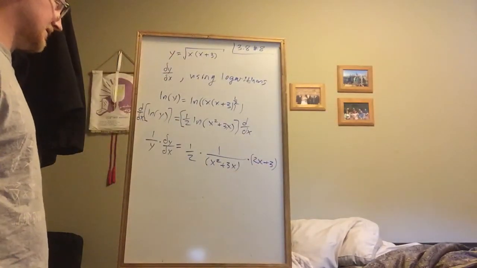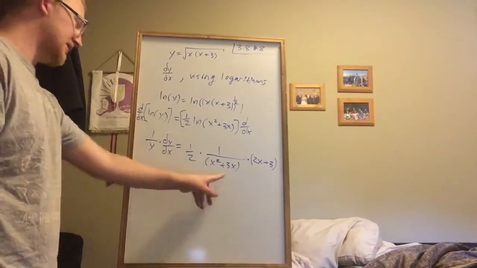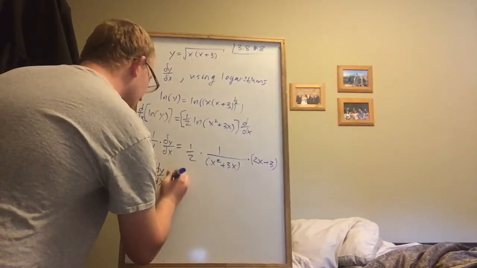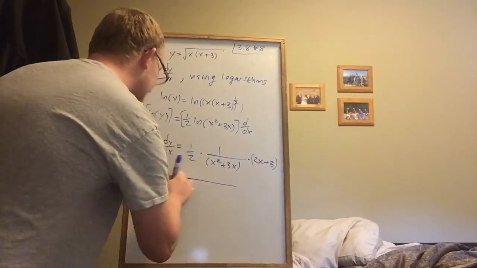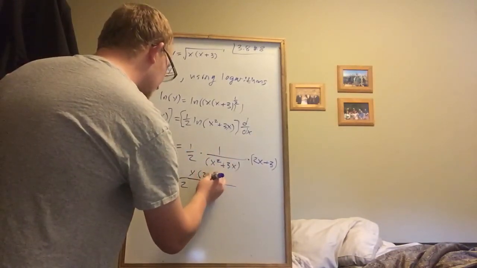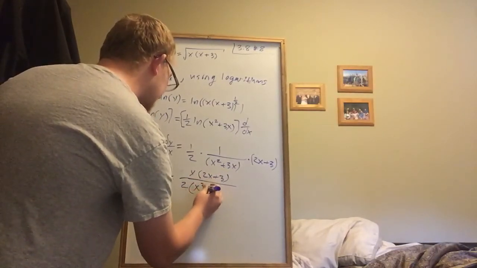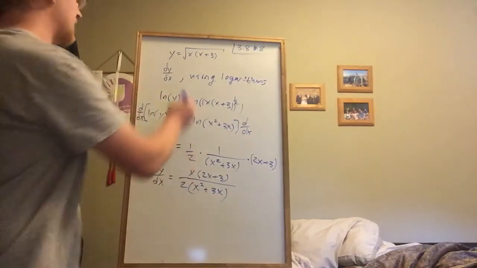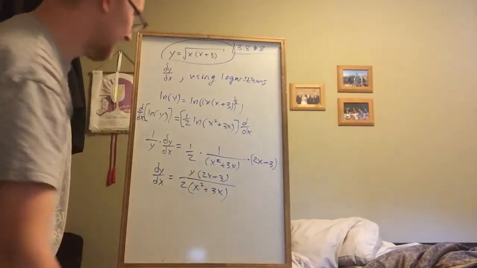And at this point, we need to get the y over here, because remember, we're looking for dy/dx. So dy/dx, we multiply both sides by y, equals y times (2x plus 3) all over 2 times (x squared plus 3x). And so we're almost done. We just need to go back to our function and plug it in for y. That way we have it in terms of x.